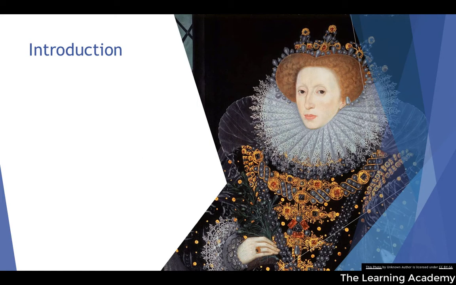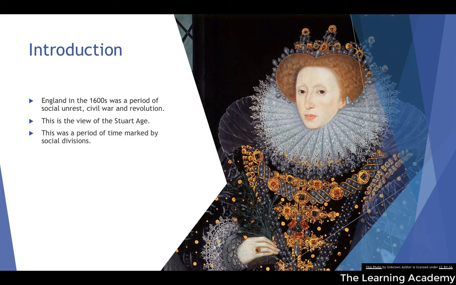So as a general introduction to Stuart Britain, it must be said that England in the 1600s was a period of social unrest, civil war and revolution. And this was generally the understanding of the Stuart age. It was a period of time marked by social divisions. And while England was still an agricultural economy, it was also dominated by small elite groups of landowners.